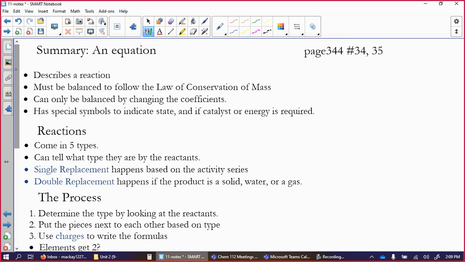And a chemical equation describes a reaction. We have to have the conservation of mass, which means we have to balance it with coefficients. There are some symbols. 5 types: formation, decomposition, single and double replacements, and combustion. We identify them all generally based on the reactants.